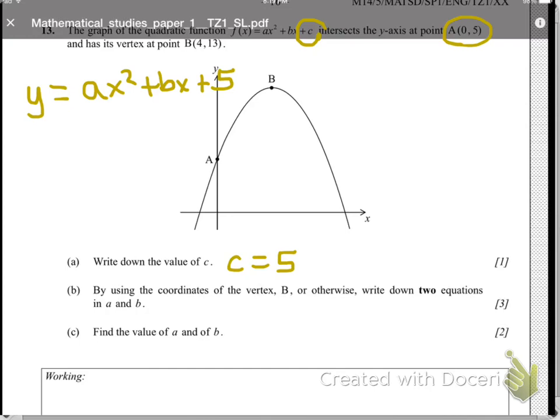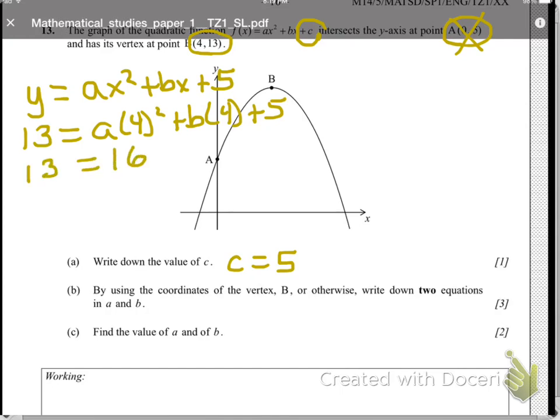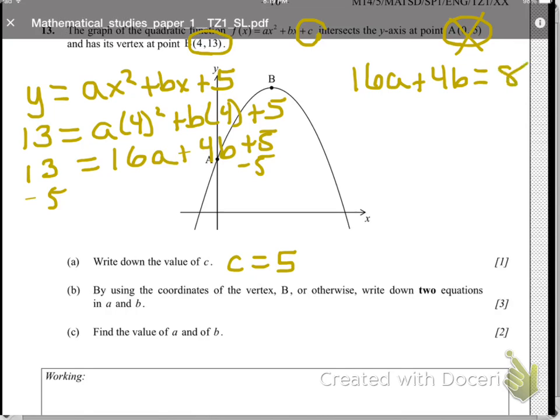Okay, now, I already used the point (0, 5), so I'm not using that again. But I haven't used the point (4, 13). And what do I know? I know that x is equal to 4 and y is equal to 13. So I'm going to put them in here. And I have a times 4 squared plus b times 4 plus 5. Okay, so I get 13 is equal to 16a, because 4 squared is 16, plus 4b plus 5. All right, now they wanted a and b, so let's get a and b on one side. Subtract 5 from both sides. And so what do I get? 16a plus 4b is equal to 8, right? Because 13 minus 5 is 8. Okay, now there is my one equation.